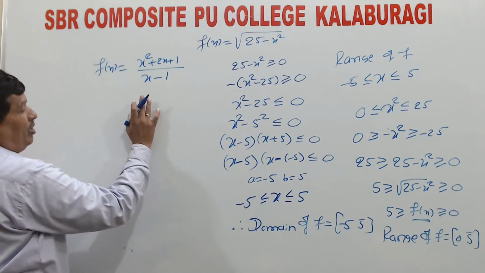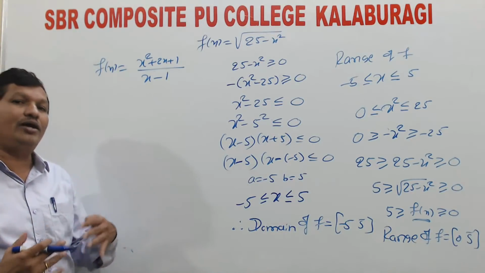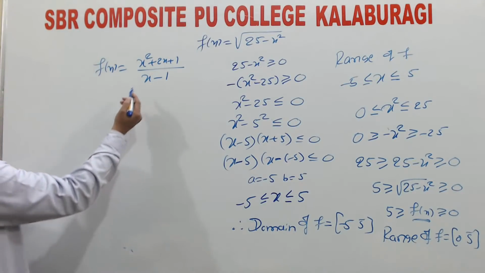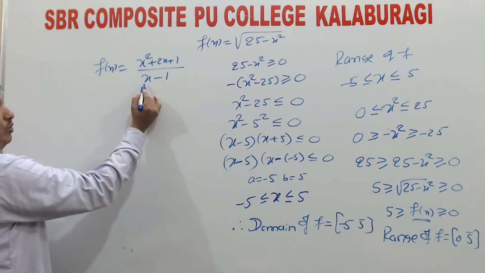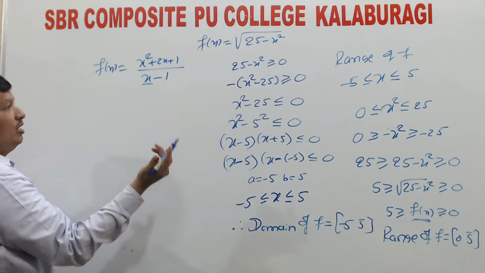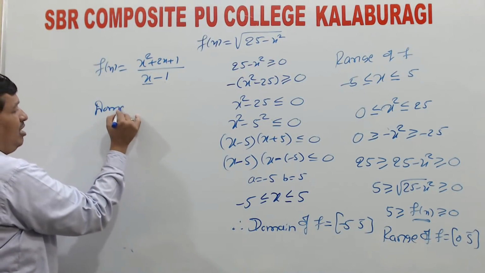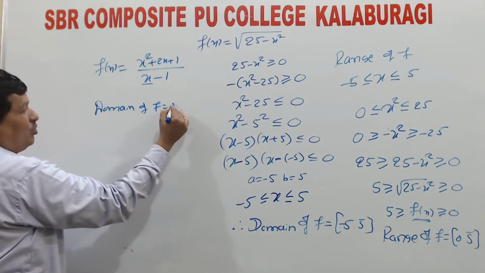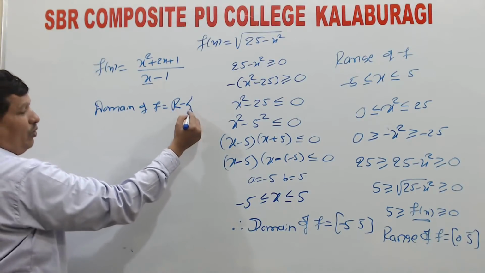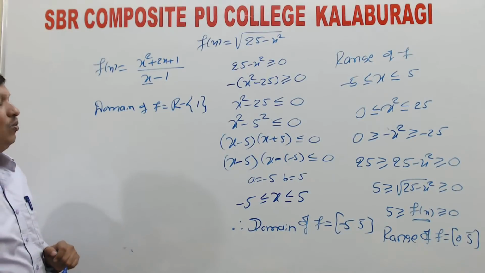See, first you have to find domain, because why? Some of the students, yesterday I told, are asking why you are taking domain as real numbers only. Okay. See, for what value of x will f of x exist? Suppose if you substitute x equal to 1 here, 1 minus 1 is 0, which means infinity, an indeterminate form. Therefore, other than 1, domain of f equal to the set of real numbers but not 1. You have to remove one element. What is that element? 1 only.